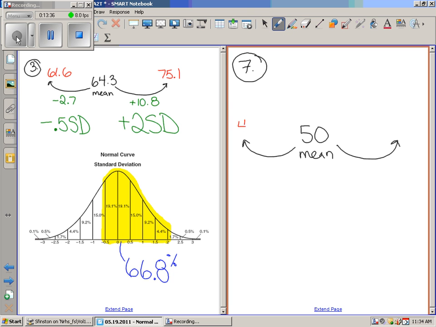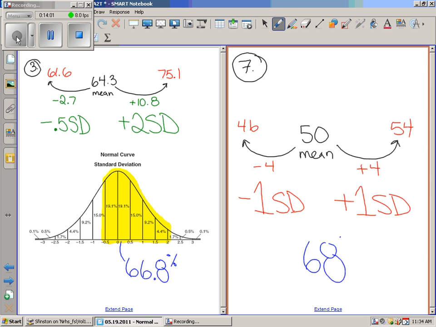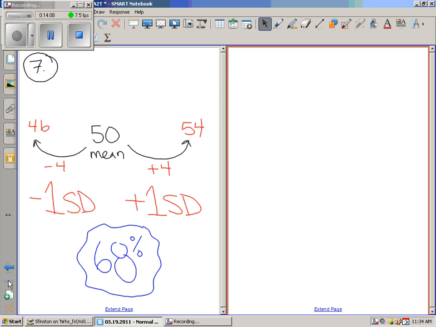So 46, 54. Now, if you want, you can go look up on your chart. How much is each standard deviation? Each standard deviation is worth 4. So we are talking about up 1 SD and down 1 SD. And what do you know without even looking on your chart? Yeah, you guys got it. It's 68%.